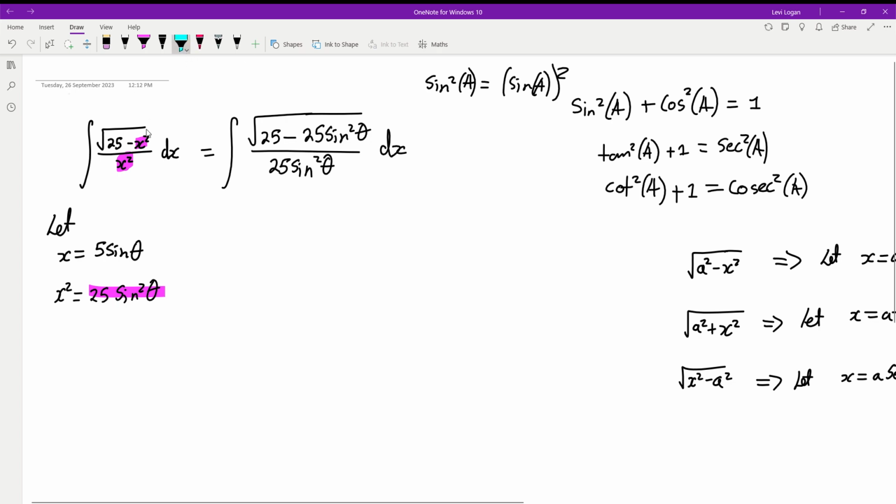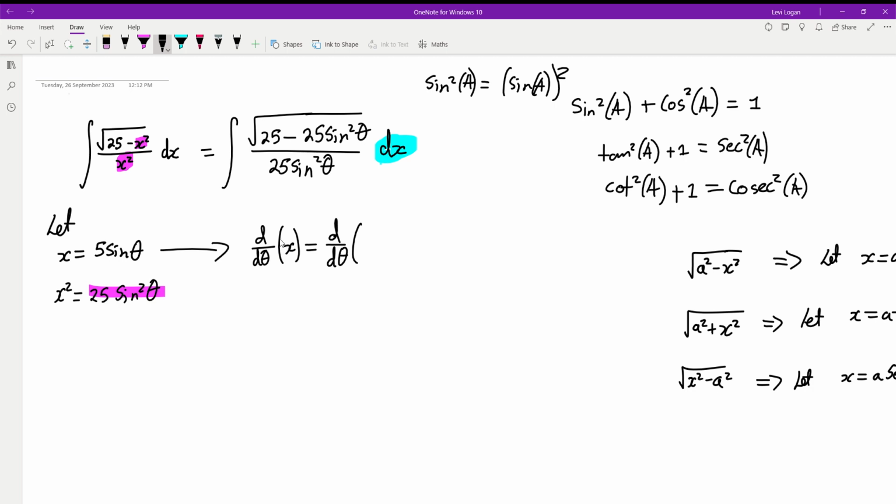So we are converting to theta, so we need this to be a d theta, not a dx. To find a d theta, we need to take this expression and differentiate with respect to theta on both sides. So you have d theta on this side, and you'll have d theta on the other side. Because if you do this, on the left hand side here, you'll just have dx on d theta, and on this side here, you've got 5 sine theta.